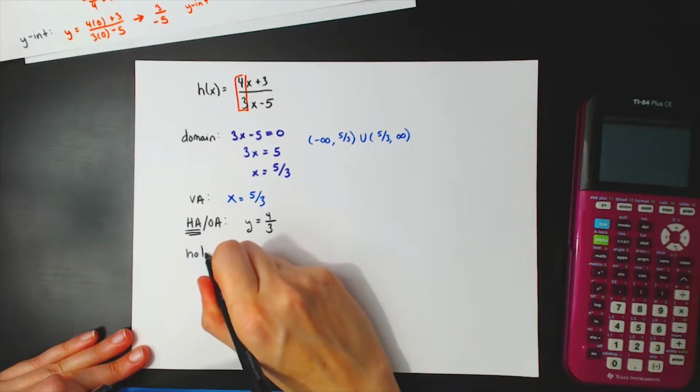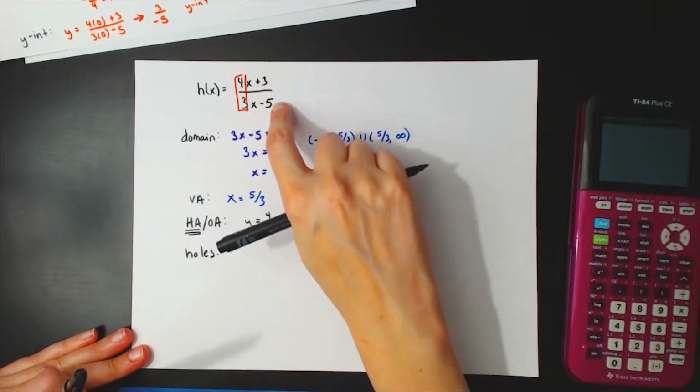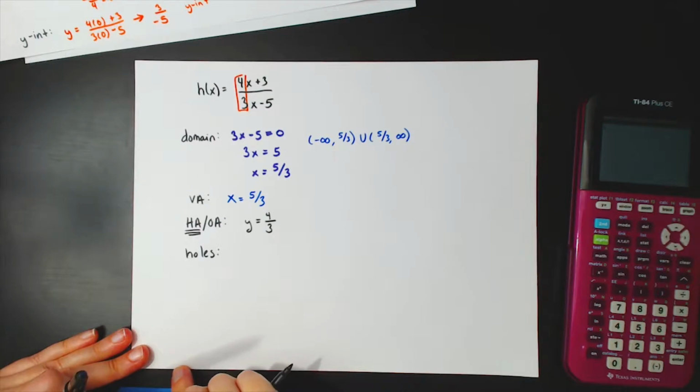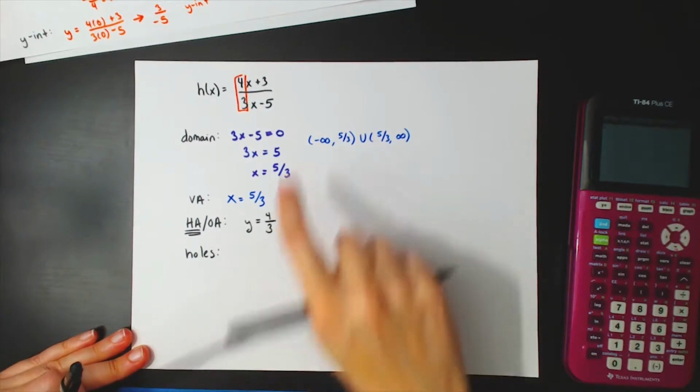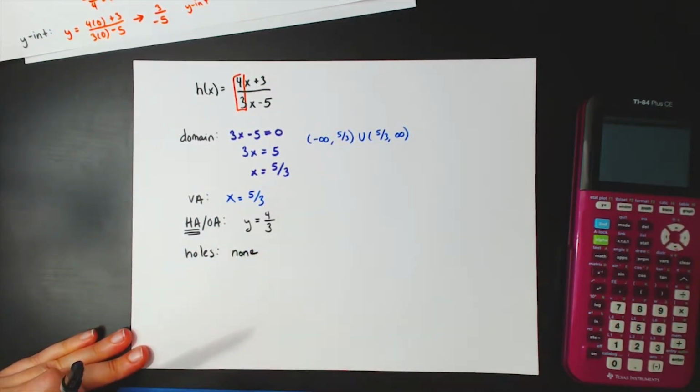Next, let's check for holes. When we look for holes, we want to factor both the numerator and the denominator. Since I have linear terms for both my numerator and denominator, there's no greatest common factor between the two, so there's no additional factoring that I can do. So these are different terms on top and bottom, so that just means there's no holes in the graph.